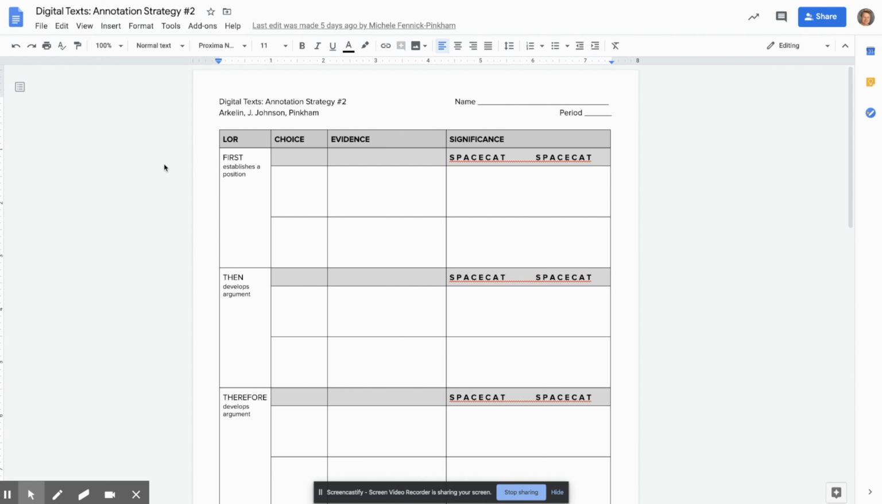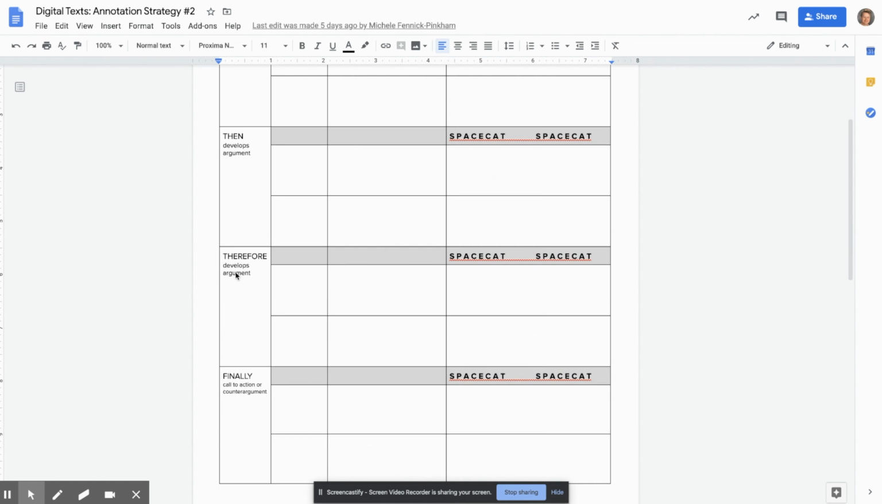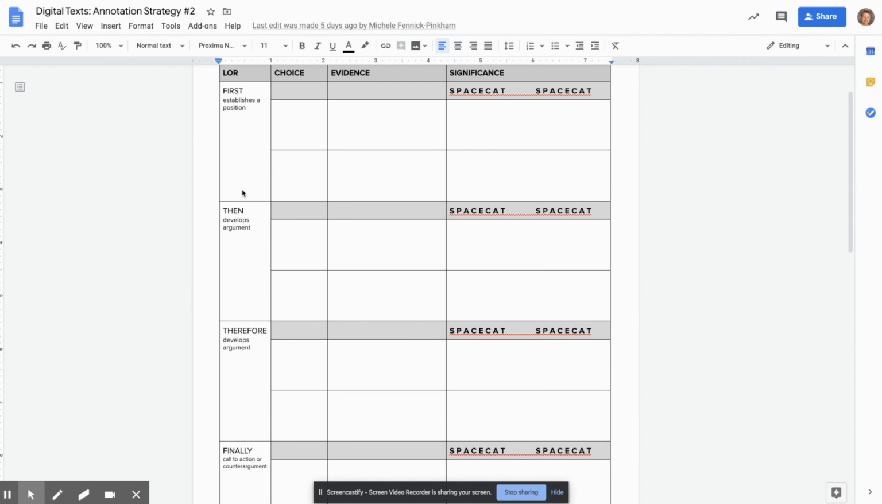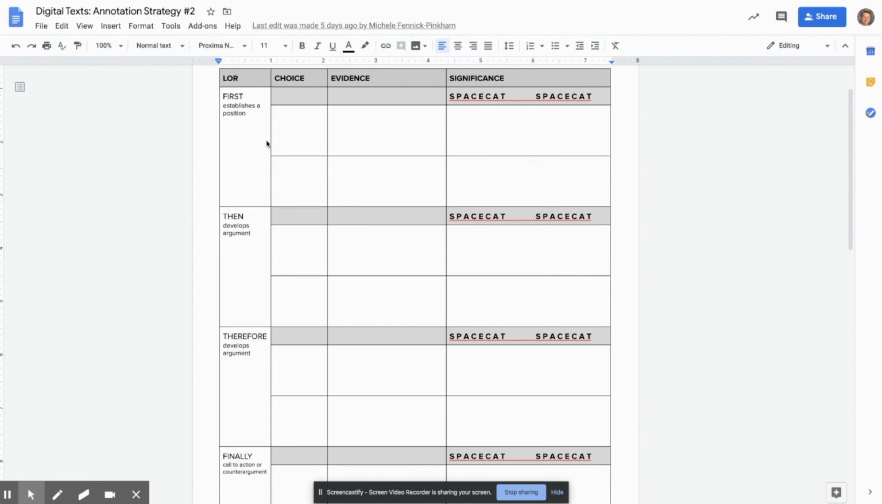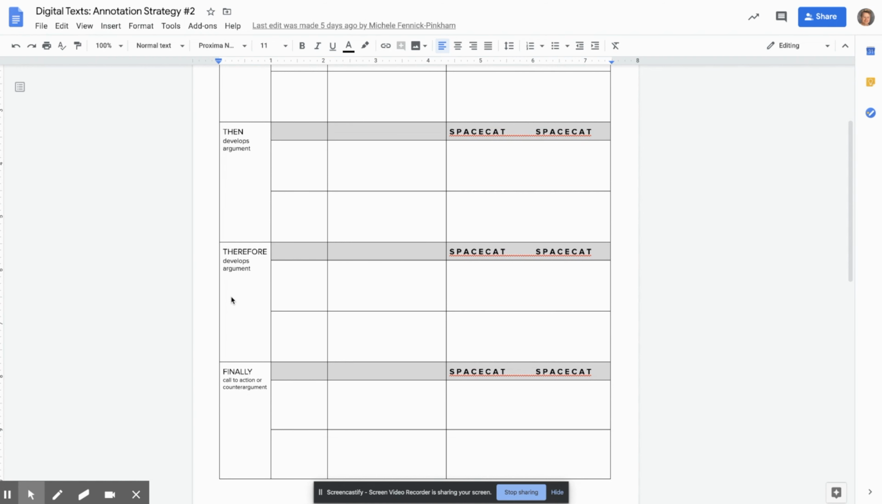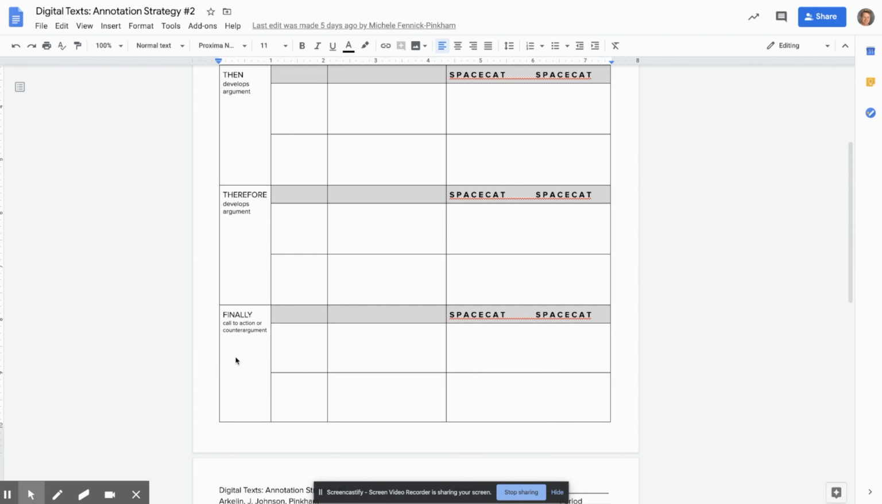Okay, so taking a look at digital annotation strategy number 2 here, I want you to pay attention first to this left-hand column. This is where you're going to trace your line of reasoning, okay? And this process is pretty familiar to you at this point, but basically you read the text and try to establish, okay, what's the first position they establish? Where does the argument go from there? And then finally, that call to action or counter argument or whatever it's going to be.